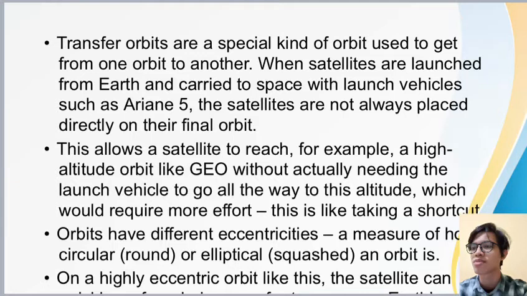Orbits have different eccentricities, a measure of how circular, round, or elliptical, squashed, the orbit is. On a highly eccentric orbit like this, the satellite can quickly go from being very far to very near Earth's surface depending on where the satellite is on the orbit. In transfer orbit, the payload uses engines to go from one orbit of one eccentricity to another, which puts it on higher or lower orbits.